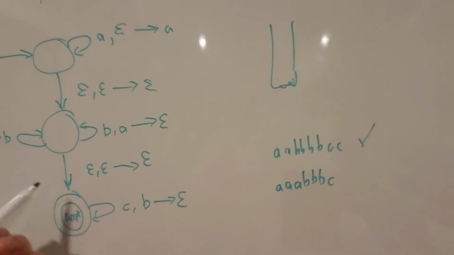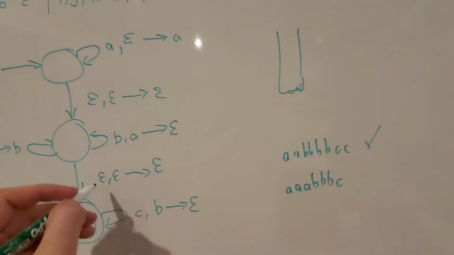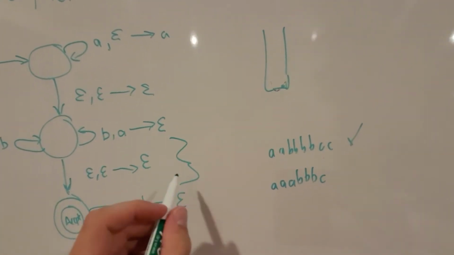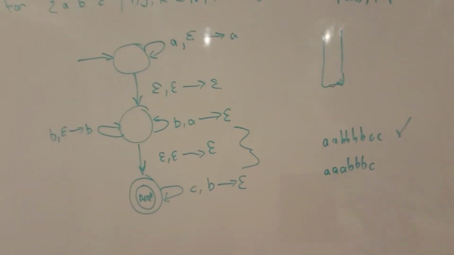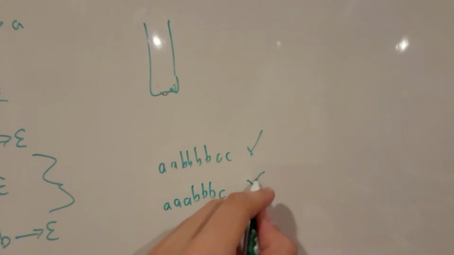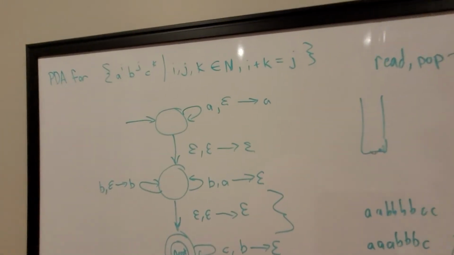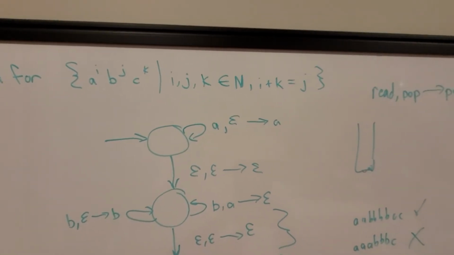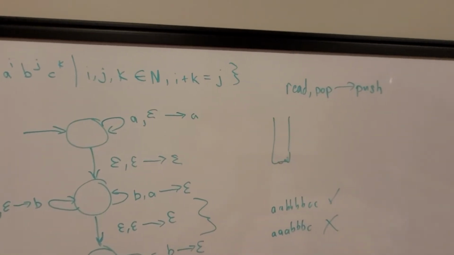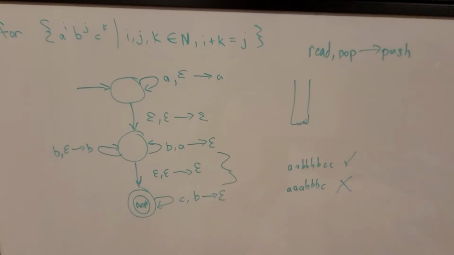Therefore, this epsilon transition is basically stuck somewhere in here, because you can't get to this last loop. Therefore, you never hit your accept state. Therefore, this is negative. And that is how you do a PDA for a to the i, b to the j, c to the k, where i plus k equals j.